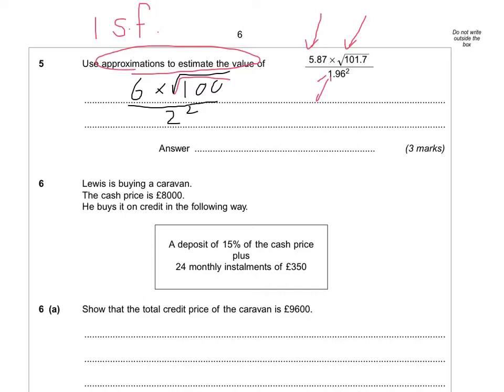6 times the square root of 100 divided by 2 squared. The square root of 100 is 10, so you're really doing 6 times 10 divided by 4, so that's 60 divided by 4, and of course, please don't write outside that box. So 60 divided by 4 is 15.